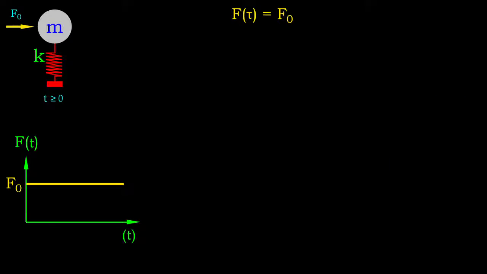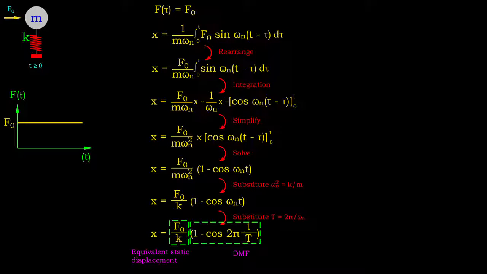Considering a case where constant load F0 is applied suddenly to a dynamic system when time t equals 0. The load function is F0 and it is valid all the time. Next, we substitute this function into the Duhamel's integral. Let's solve for the integration.